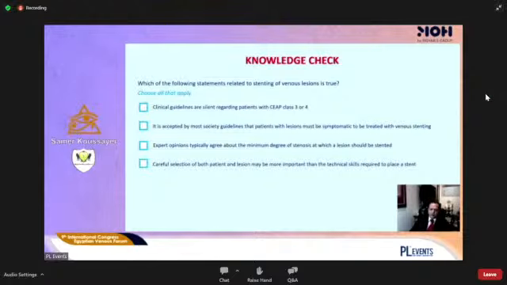Experts typically agree about the minimum degree of stenosis at which a lesion should be stented. No, they did not agree on the minimum. So this is wrong. The last one, careful selection of both patient and lesion may be more important than the technical skill required to place a stent. This is correct. So the correct answer will be the second and the fourth one.